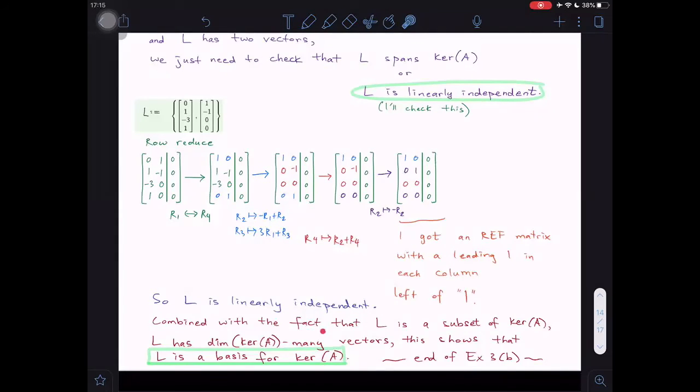Combined with the fact that L is a subset of the kernel of A and that L has two vectors, which is the same number as the dimension of the kernel of A, L being linearly independent shows that L is a basis for the kernel of A.